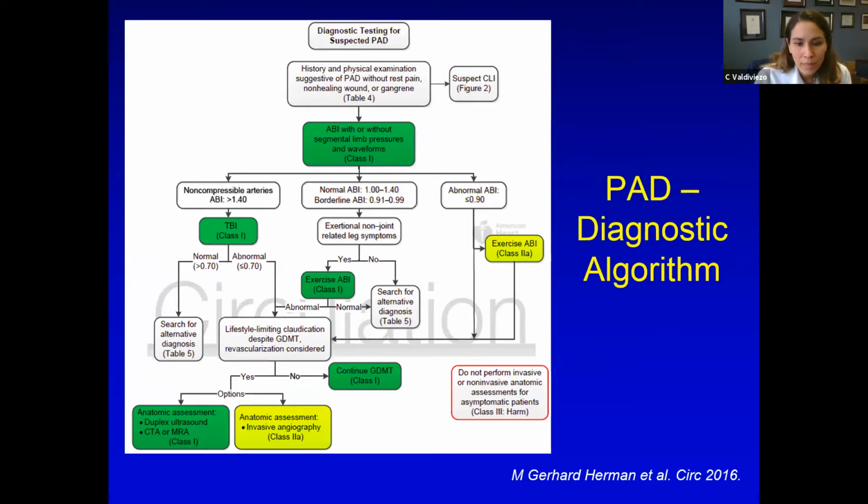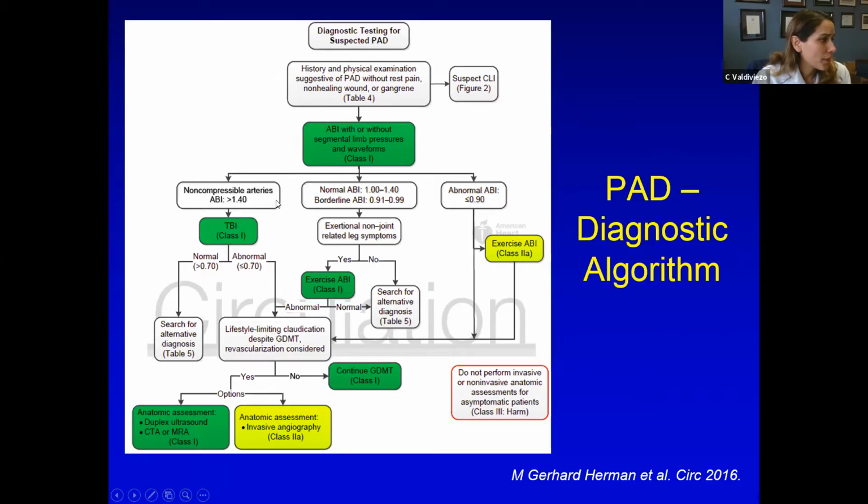So here's an algorithm for diagnosis of peripheral artery disease. So diagnostic testing, if you suspect peripheral artery disease, of course, initially you need to get a good history and physical exam. And if that is suggestive of PAD without resting pain, or if there's non-healing wound or gangrene, then you would proceed with ABIs. And depending on the symptoms, you can add on segmental limb pressures and waveforms.